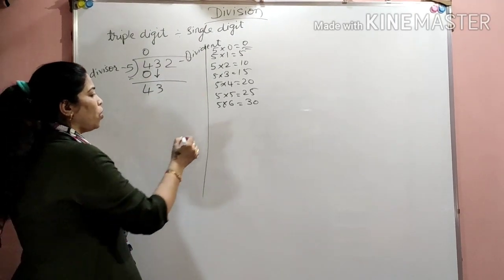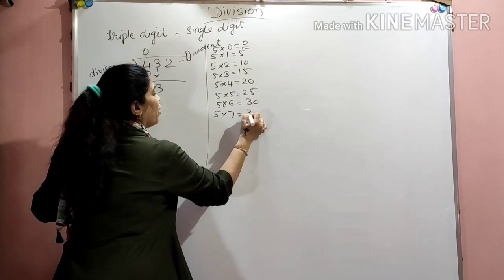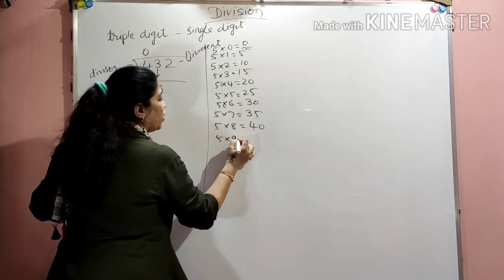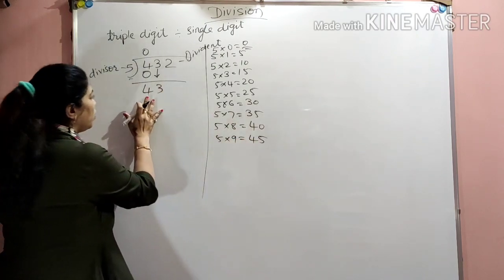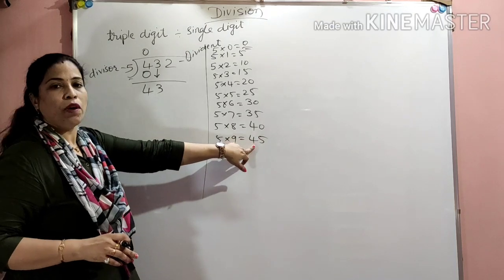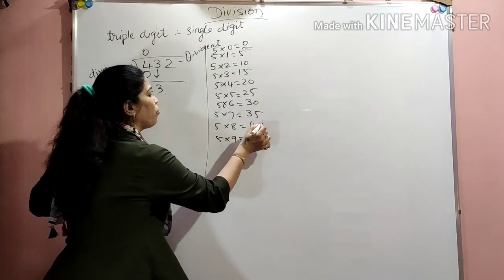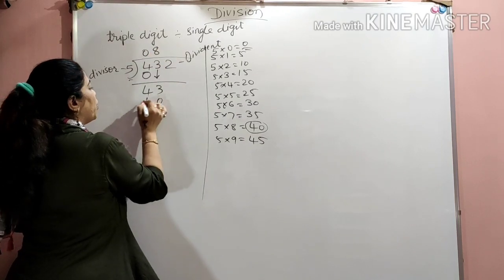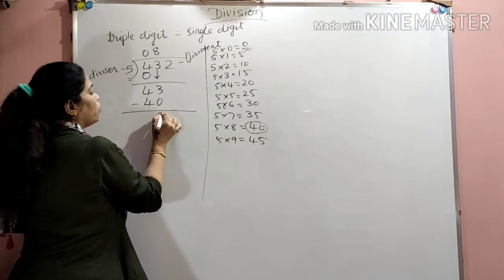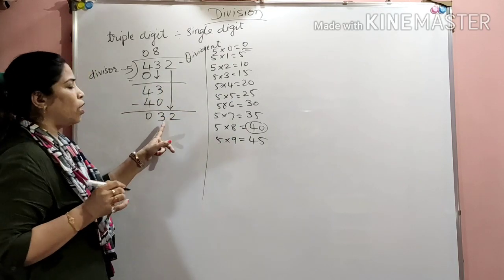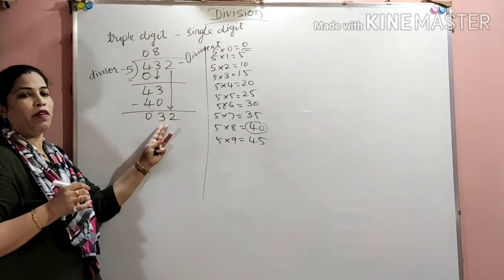So now in this table you have to see whether 43 comes or not. 5 eights are 40, 5 nines are 45. Now we want 43. Here 45 is bigger than 43. So which number we will take? We will take 5 eights are 40. So minus, then 3, 0. Now this 2 will come down. Now which number I got? I got 32.